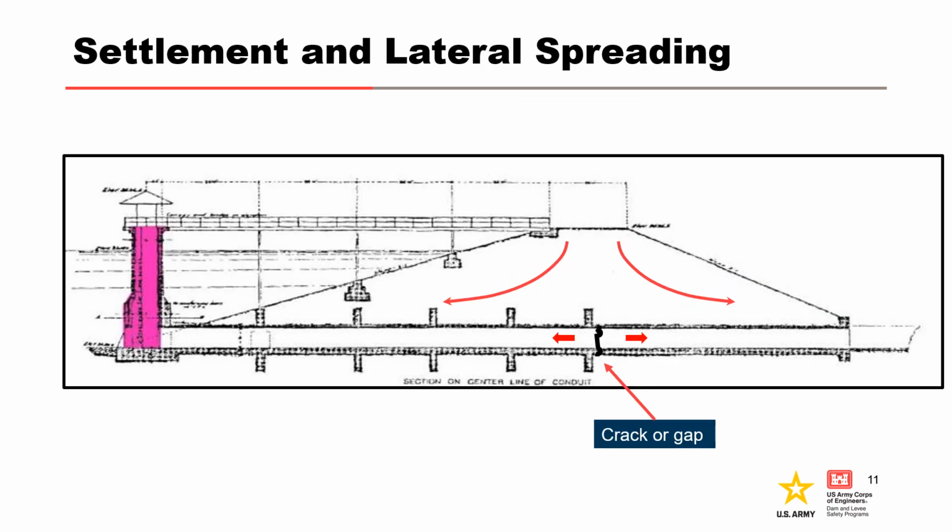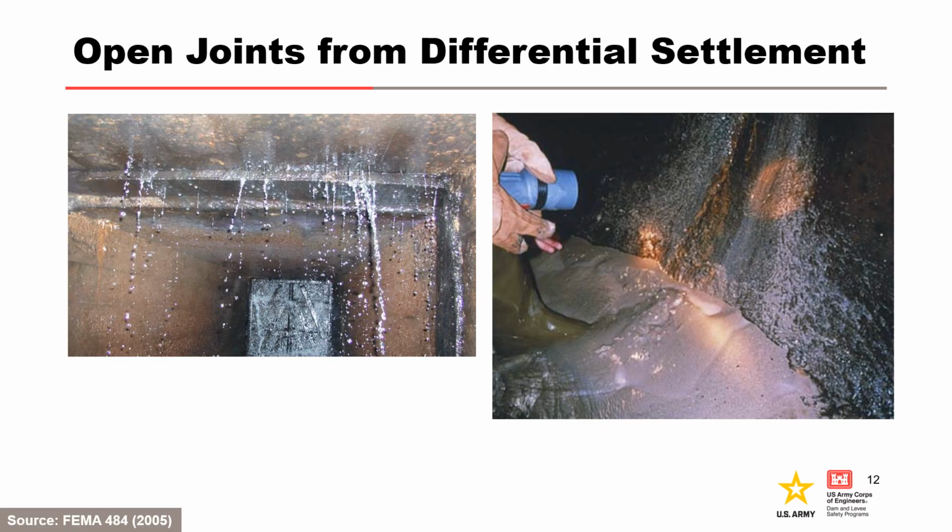Defects in conduits can be caused by embankment settlement, which can lead to lateral spreading and subsequent opening of joints. Differential settlement can also cause joints to open. On the left, we can see water seeping through a joint in an outlet works conduit. The joint has experienced differential settlement. It has no longitudinal reinforcement extending across the joint, and the mortar joint filling had cracked and deteriorated over time.